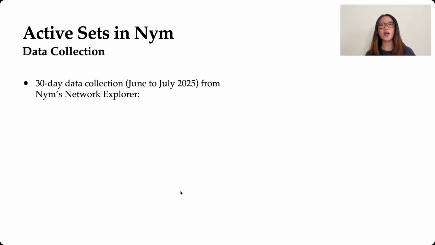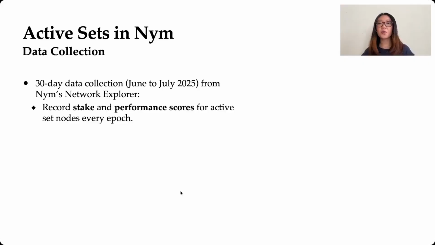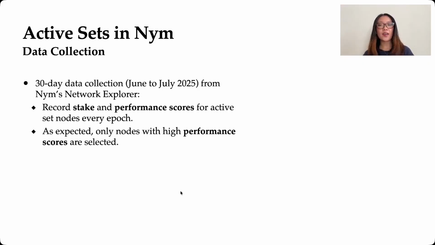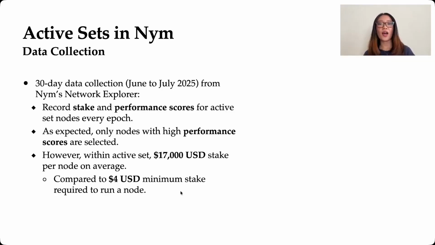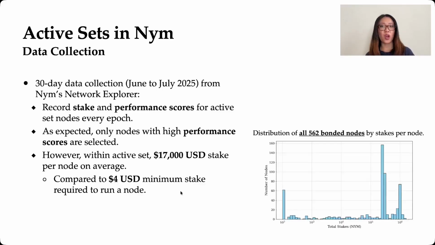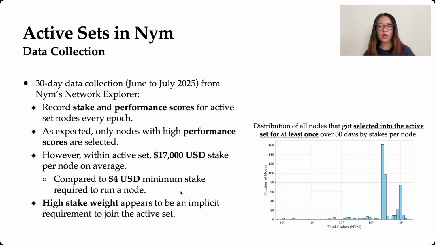So to understand the composition of nodes in the active set, we did a 30-day data collection using NIM's Network Explorer. And we recorded the stake and performance score for active set nodes every epoch. And as expected, only nodes with high performance scores are selected. However, within the active set, we can see a 70,000 US dollar stake per node on average, compared to just a $4 US minimum stake required to run a node. So this just shows that high stake weight appears to be an implicit requirement to join the active set.